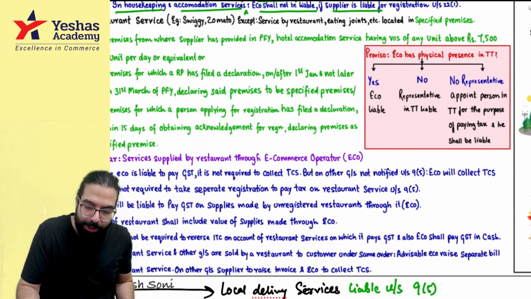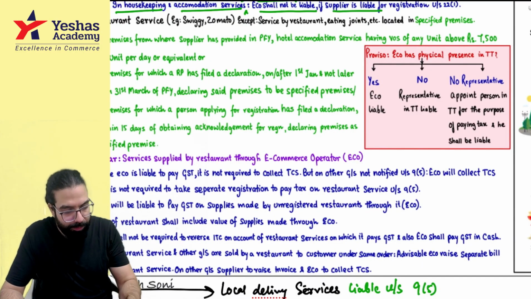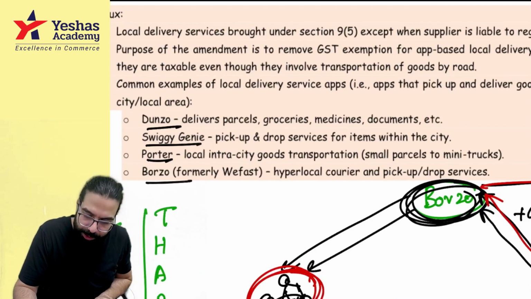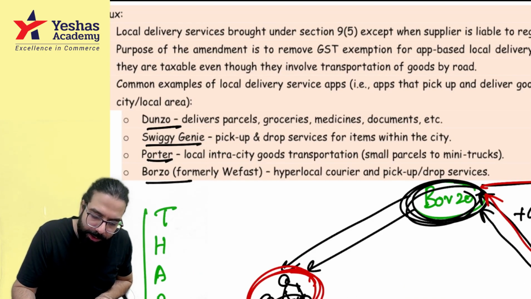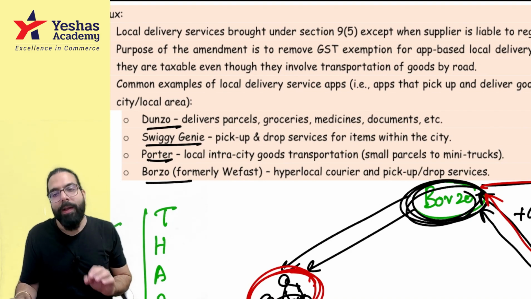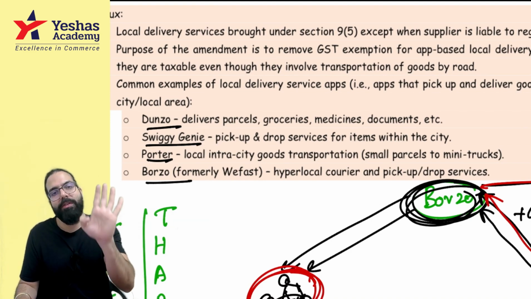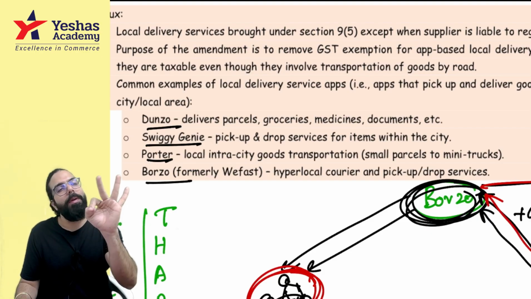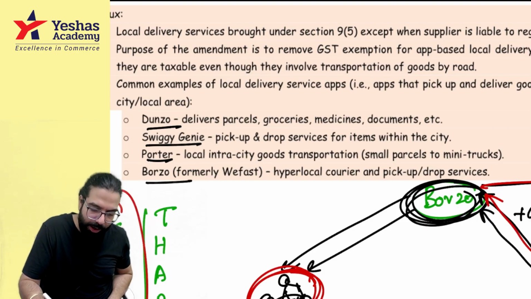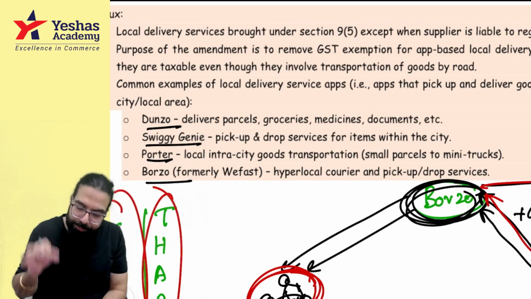Okay, sir, what are the various points you told? Just give me a second, everyone. Nothing much. In this, I told you that local delivery services are now under section number 9.5. So section number 9.5 has 5 services: transportation of passengers, housekeeping, accommodation, restaurant and local THAR. You can remember local THAR. Okay, sir. Done.